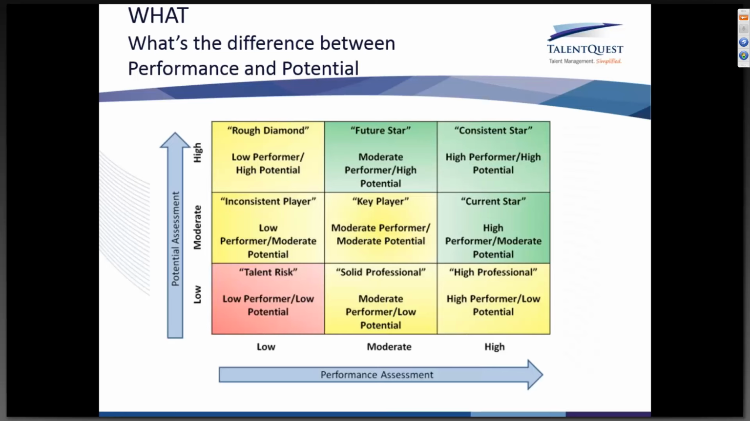And looking at this 9-box, I'm not going to read through all the areas, but you can tell that it ranges from folks who are poor performers and have poor potential and being a risk to the organization, to those who are doing well in their current role and have the potential to do well as they progress into other roles, who are more likely to be greater assets to the organization over the long run.